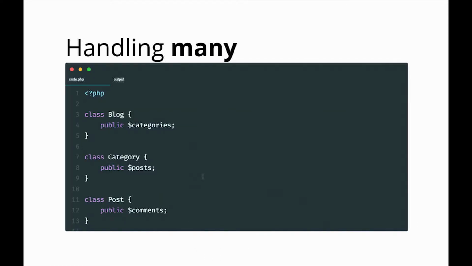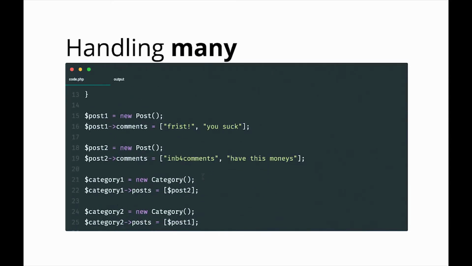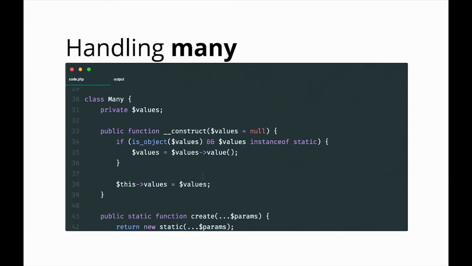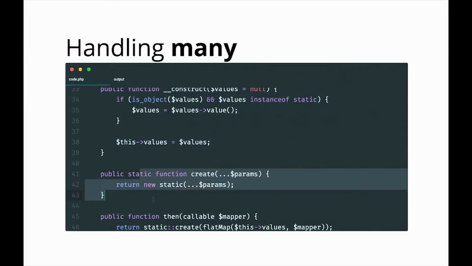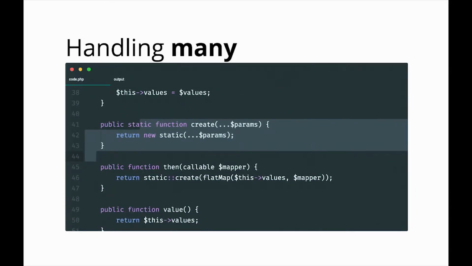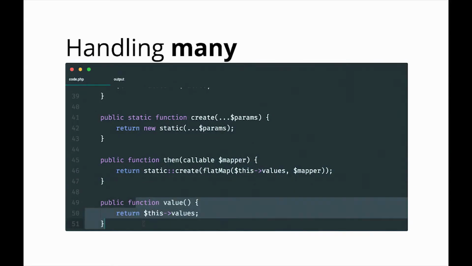Not nearly as much hackery as before. Same objects, same relationships. But let's make a new kind of monad called many. This looks very familiar. We store the values in an internal property. This looks familiar because we're just creating a new instance of it to allow chaining. This looks a little bit different. We'll talk about that now. But this looks very familiar. The only thing that's different here is that the then function now runs flatmap with that function that we want to execute on each value.